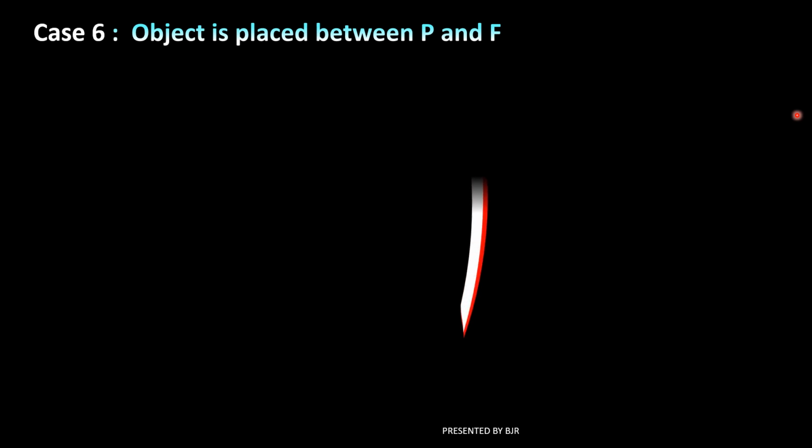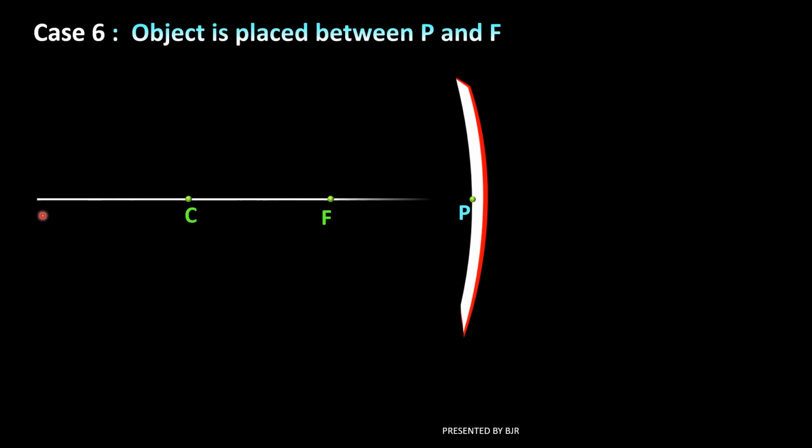Let us see how. So this is the concave mirror, P is the pole, C is the center of curvature, F is the focal point, and this line is the principal axis. So let us place an object here. OB is the object. So the object is placed between P and F, pole and the focal point. Let us draw the same two rays, ray 1 like this.